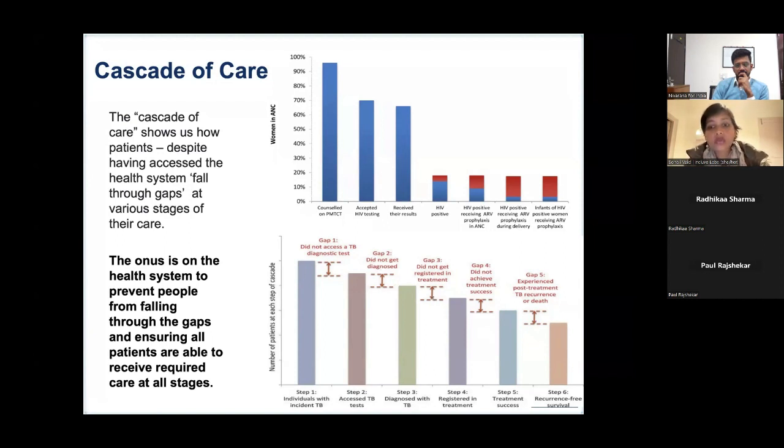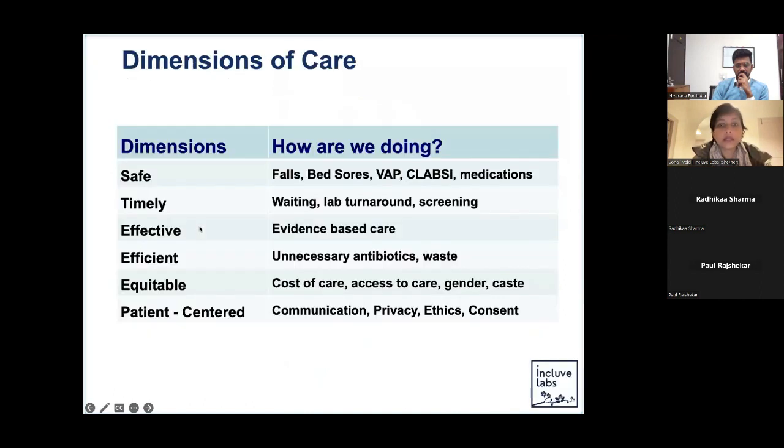Then there will be those who don't get treatment success, and then those who experience recurrence or death or MDR or whatever, right? So at every stage, there is a dropping off, there is a falling through the cracks. And it is, in my opinion, as soon as somebody's touched any element of the health system, the onus is on us to make sure that these gaps don't occur for any patient, and every patient gets consistent care through to the end, which is not the case right now.